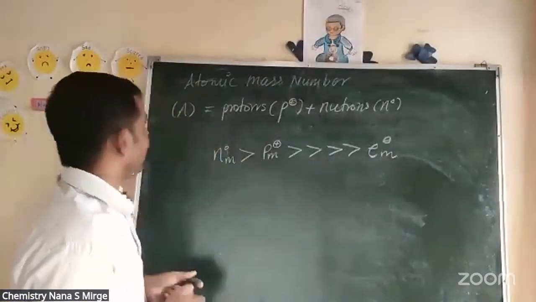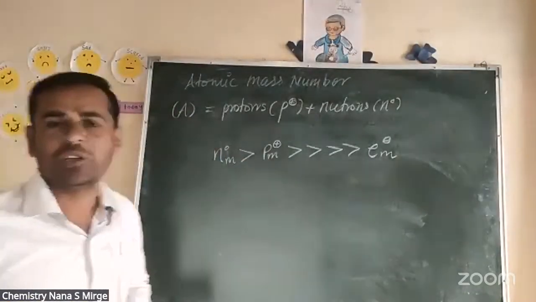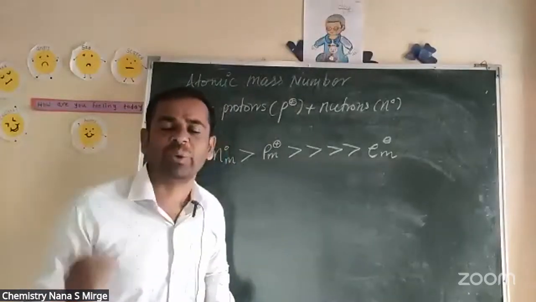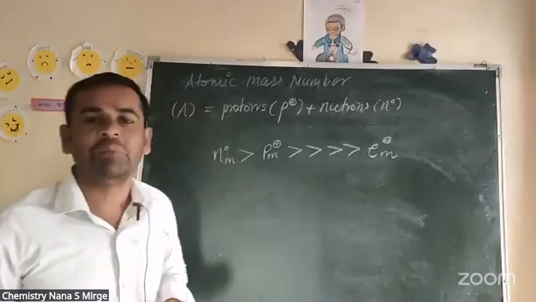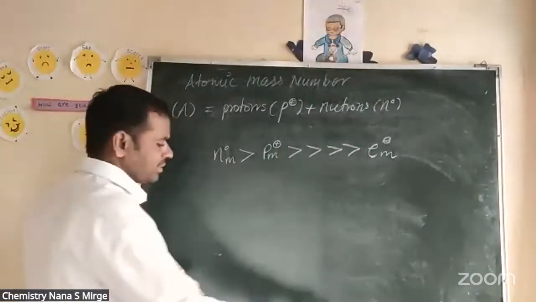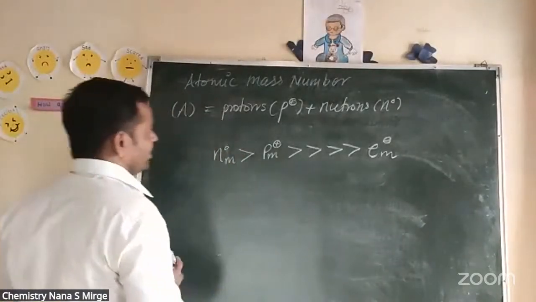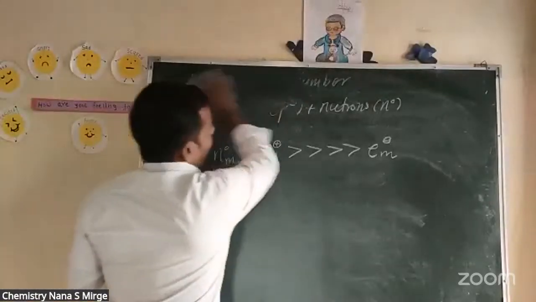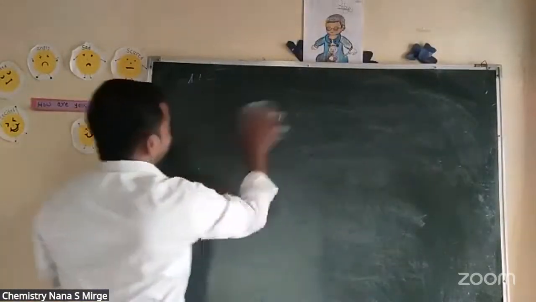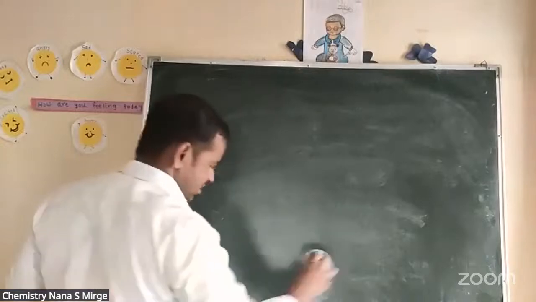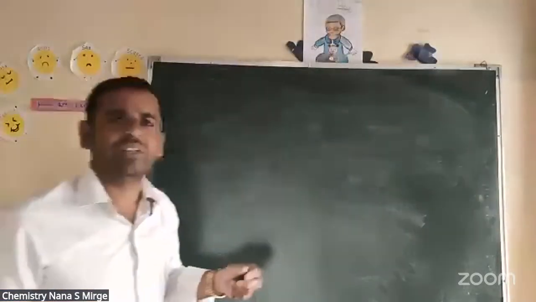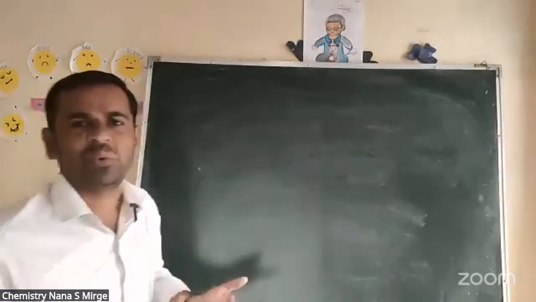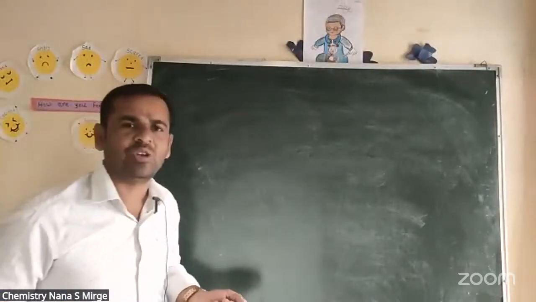So atomic mass number is nothing but the total number of protons and neutrons present in an atom. Okay, that is about atomic mass number, and you don't need to bother about how a standard like C13 is taken and all these things. You simply calculate the number of protons and the number of neutrons and add them, and you get the atomic mass number.